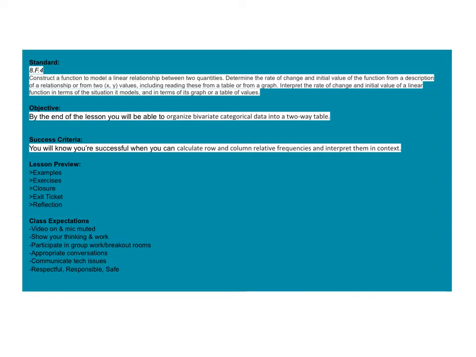We're going to go through some examples. We'll work a little bit together as a class, and then I'm going to let you guys work together as small groups before we get into our closure and then exit ticket and reflection. Please keep in mind our class expectations as we move throughout the lesson. Let's get started.